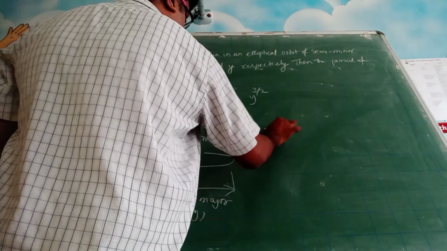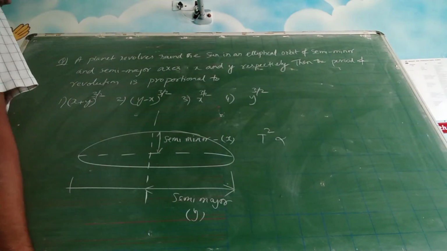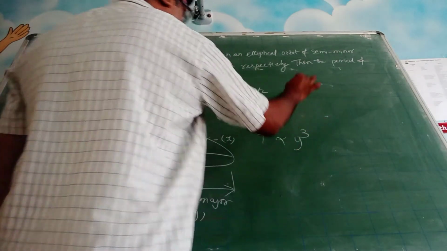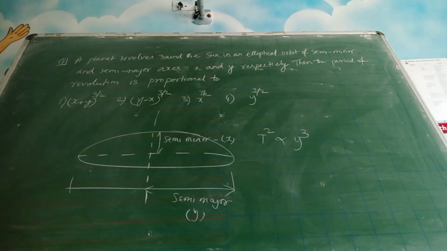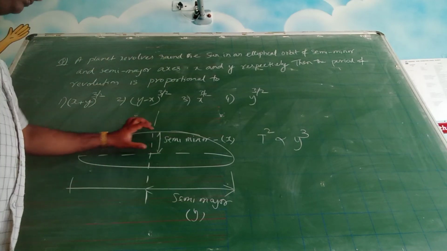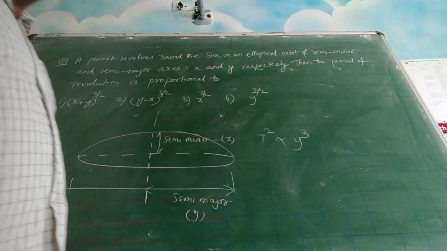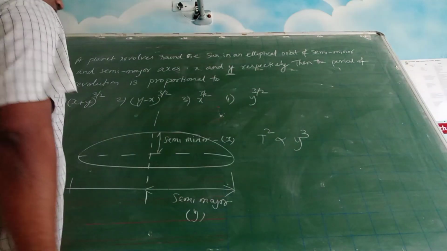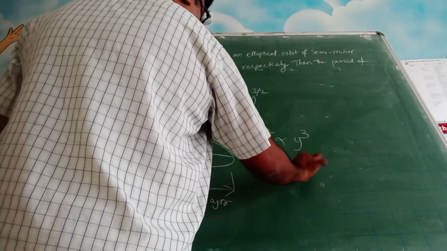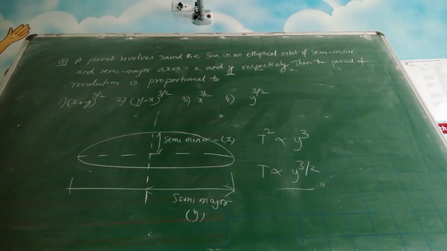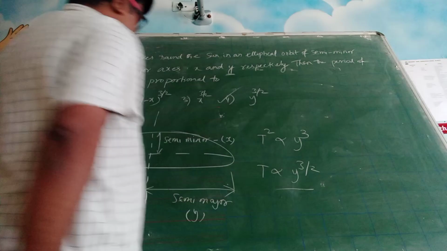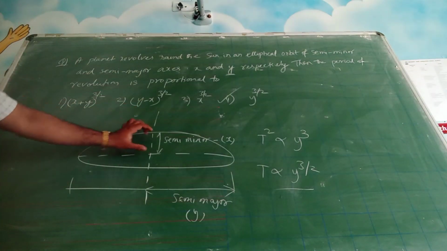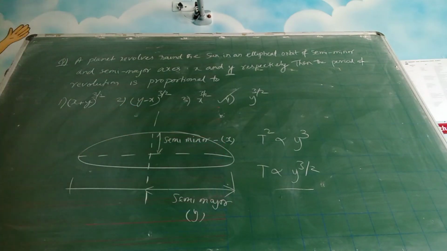So the T square, as per Kepler's third law, is proportional to y cube. I think in the previous discussion by mistake I told this wrongly. It is T square proportional to the cube of the semi-major axis. Here in the question the semi-major axis is given as y. So that means T must be proportional to y to the power of 3 by 2. Option 4 is the right answer. Just make that correction. I think I told this distance, whereas it is this distance. Alright, this is Kepler's third law.